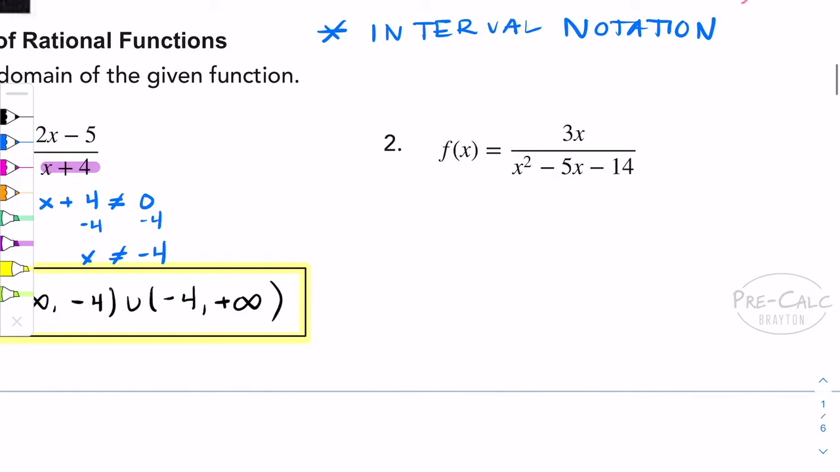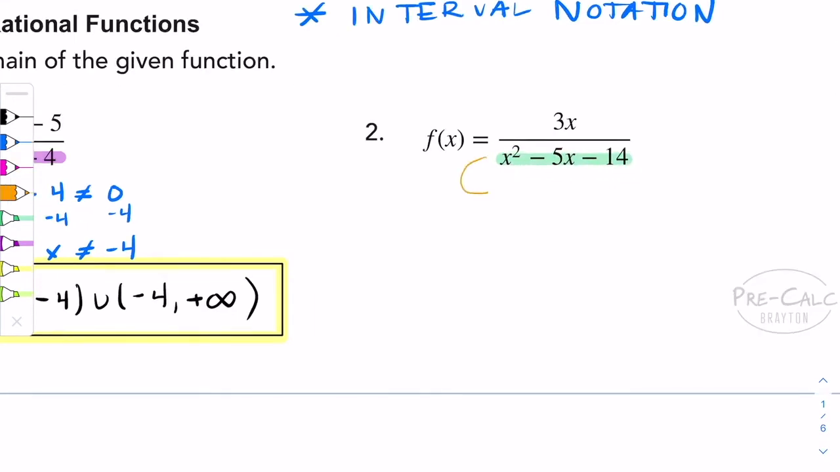For the second example, we have 3 over x squared minus 5x minus 14. This denominator is going to have to be factored in order to be set equal to 0. And this factors to x minus 7 times x plus 2. Negative 7 times positive 2 is equal to negative 14. Negative 7 plus 2 is equal to negative 5. This tells us that x cannot equal 7 and x cannot equal negative 2.